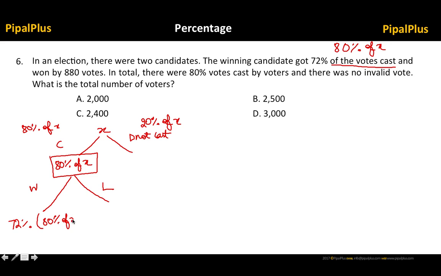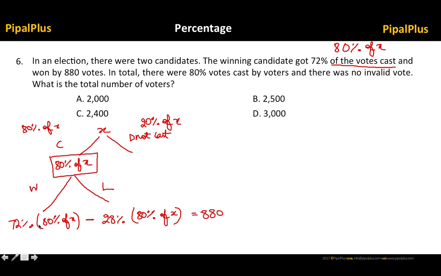So the winner gets 72% of votes cast, which is 80% of X. Now if this guy's got 72% of this boxed quantity, then this guy would have to have 100 minus 72, 28% of the same boxed quantity. Because that's how I split my 80% of X: between 72% of 80% of X and 28% of 80% of X. And this difference is the winning margin. This difference is 880.